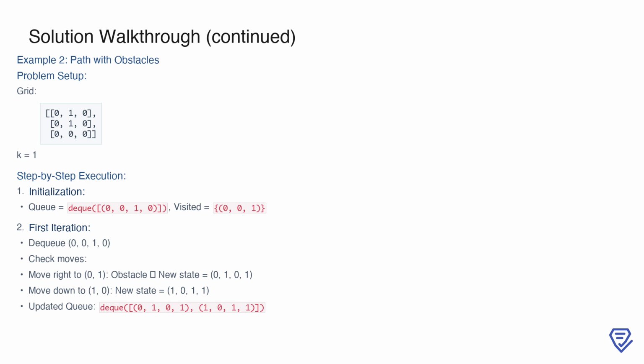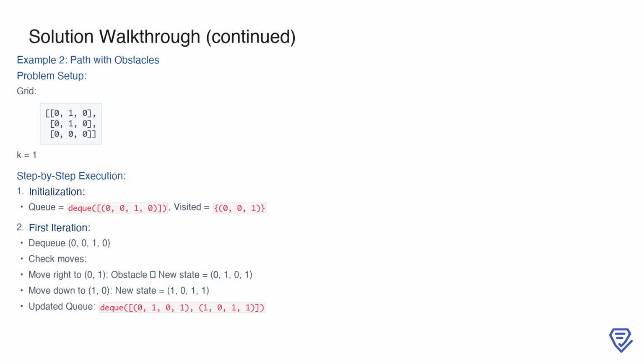Now, we analyze a more complex grid that includes obstacles. Here, the grid contains 2 obstacles, represented by 1s, and we are allowed to eliminate up to 1 obstacle. Starting with the initialization, the queue contains the state 0, 0, 1, 0, where we begin at the top left corner with 1 obstacle elimination available and 0 steps taken. The visited set initially marks this state as visited.